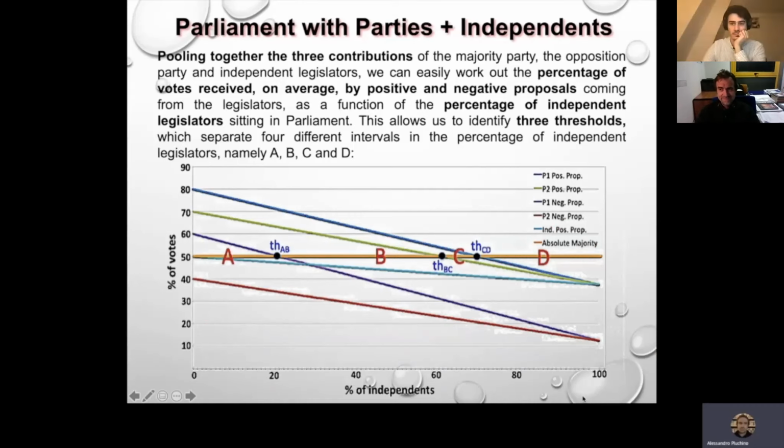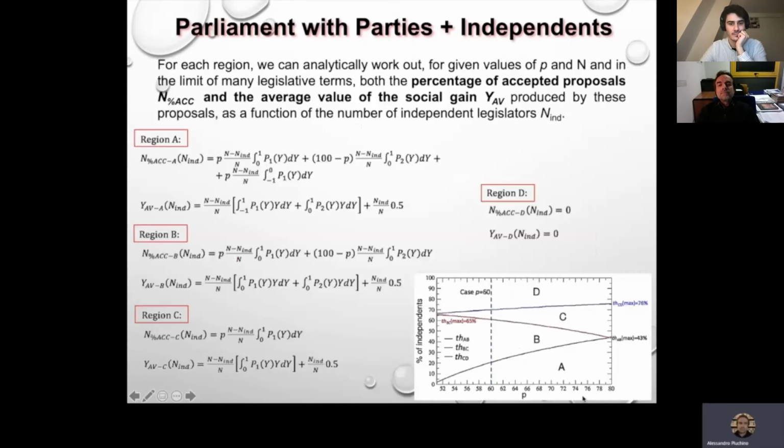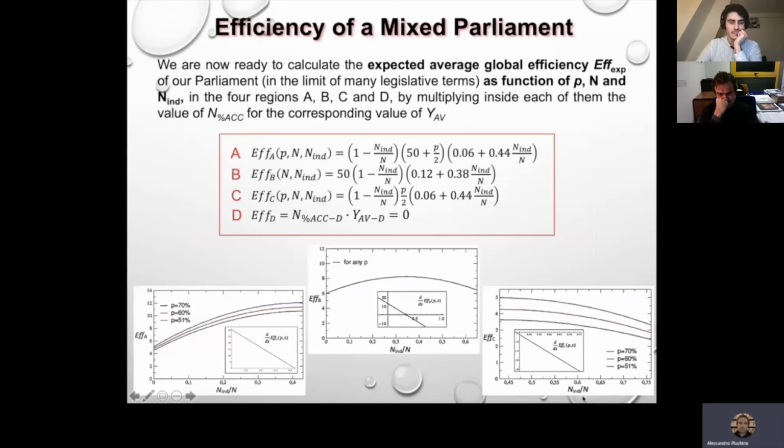Okay, by imposing all the conditions on the number of votes, it is easy to obtain the general analytical expressions of these three thresholds as a function of n and for any size p of the majority party. The behavior as a function of p is shown in this figure. It is also possible to analytically derive the percentage of accepted proposals and their average social gain in each one of the 4 regions, which in turn allows us to calculate the expected average global efficiency inside the same regions.